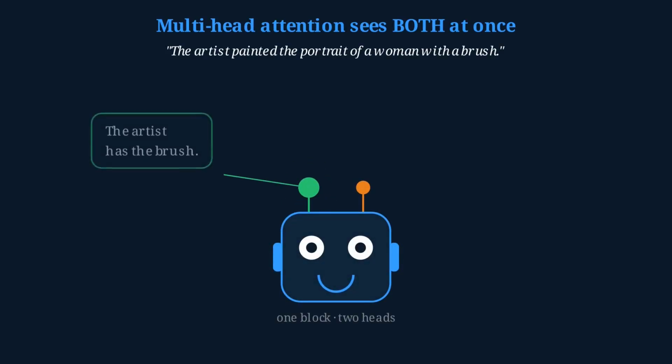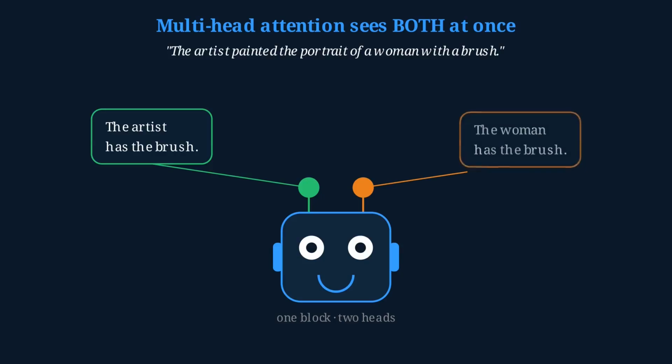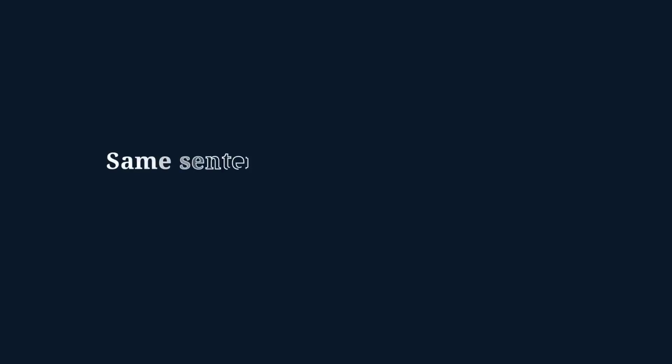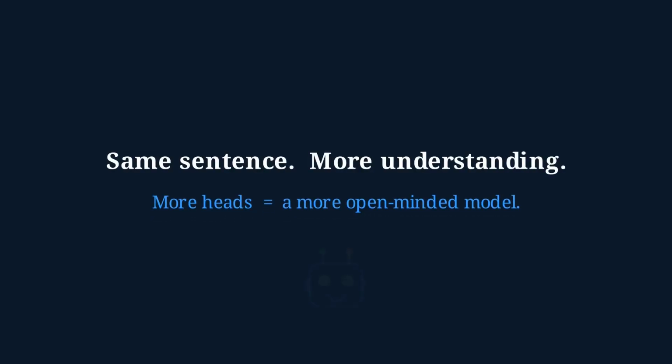However, a model with multi-head attention can capture multiple interpretations simultaneously. It can recognize that the sentence is ambiguous. The brush could belong to the artist who is doing the painting, or it could be a brush held by the woman depicted in the portrait. Natural language is highly ambiguous. To understand different perspectives, we need an open-minded model, one that can examine the same sentence from multiple angles and consider several plausible interpretations at once.